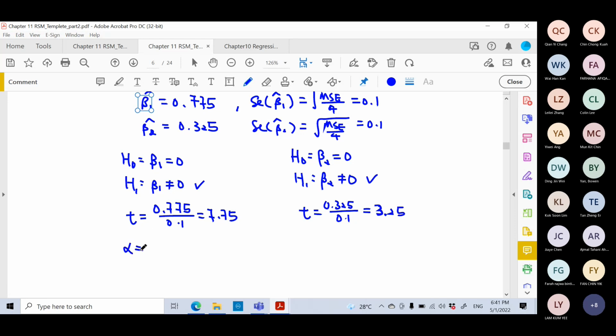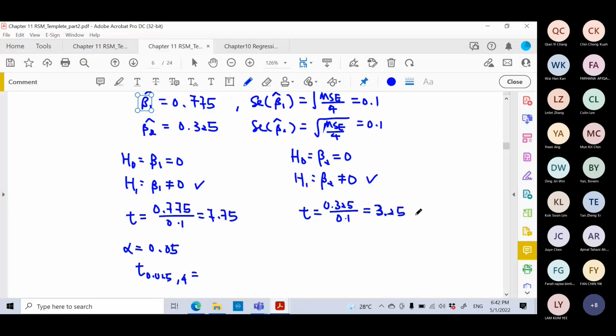Of course, you can set your alpha. Let's say the alpha is 0.05. Then you look for the t value at 0.025 from the t table with the degrees of freedom. The degree of freedom for the error here will be equal to 4. Then you look for the t value from the table and compare with this value. So this value is larger than the t value here. Therefore, beta 1 is not equal to 0, and beta 2 is also not equal to 0. They are both larger than that.